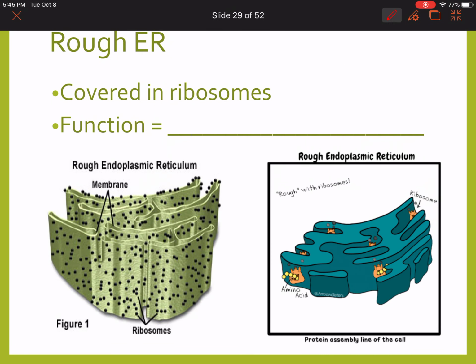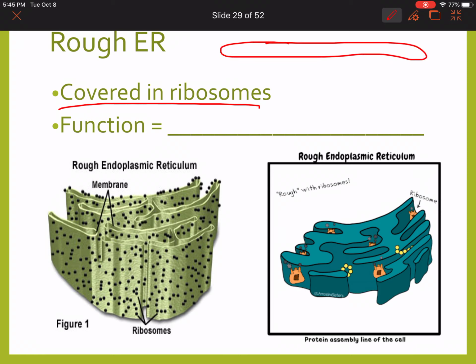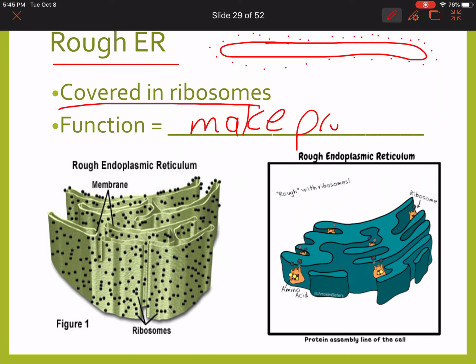Now, of course, you know we're going to talk about function. The rough ER is, again, covered in ribosomes. So when you draw it in your cell book, just draw me something and then put dots all over it. That's going to make it nice and rough. The ribosomes make, what do the ribosomes make? Do y'all remember? You learned this. Ribosomes make proteins. So, of course, the rough ER, since it's covered in ribosomes, its job is to make proteins.